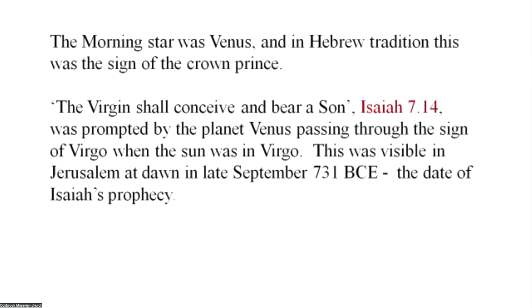And the virgin shall conceive and bear a son, the famous Isaiah 7 prophecy, was prompted by the planet Venus passing through the sign of Virgo when the sun was in Virgo. This was visible in Jerusalem at dawn in late September 731 BCE, and this, for other reasons, is believed to be the date of Isaiah's prophecy.